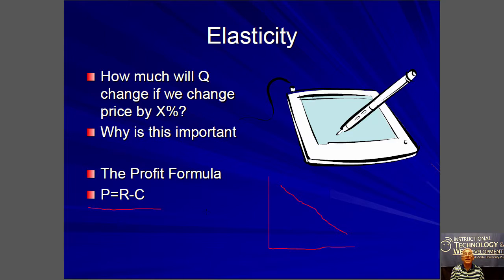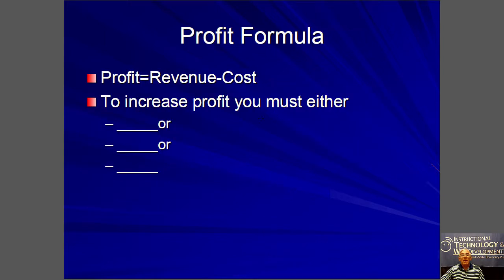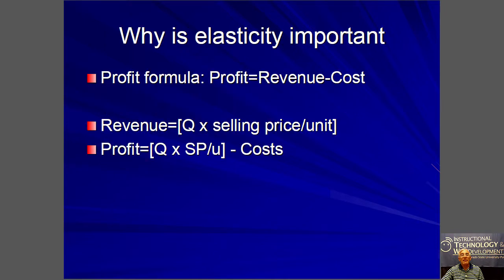Here is the most basic profit formula you may have seen if you've taken accounting. Profit of any company equals revenues minus costs, or sales minus expenses. We're going to use the revenue minus cost. If you, as the manager of the business, want to improve your profits, you have three choices. Make revenue go up, costs go down, or some of both. When we talk about elasticity, we're going to focus on ways to increase revenue.